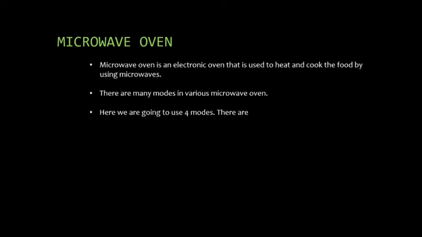Next, we are going to see about microwave oven. Microwave oven is an electronic oven that is used to heat and cook food by using microwaves. There are many modes in various microwave ovens. Here we are going to see four modes. They are micro mode, grill mode, convection mode, and start mode. Let's get into the modes.